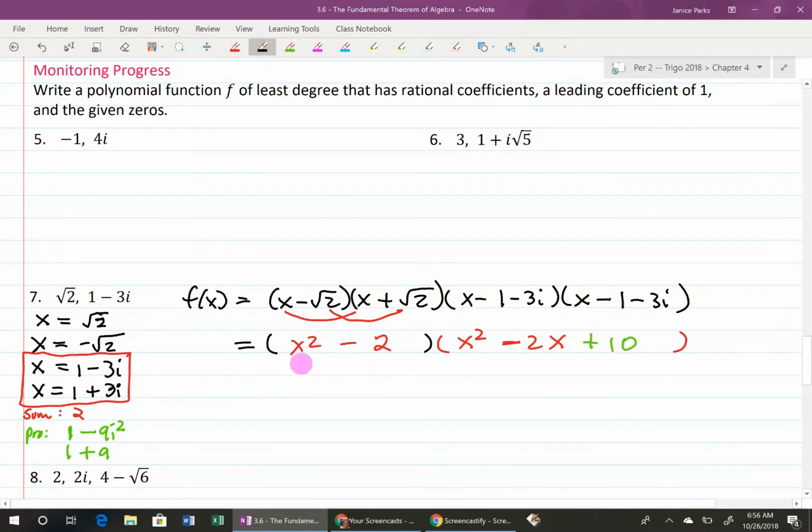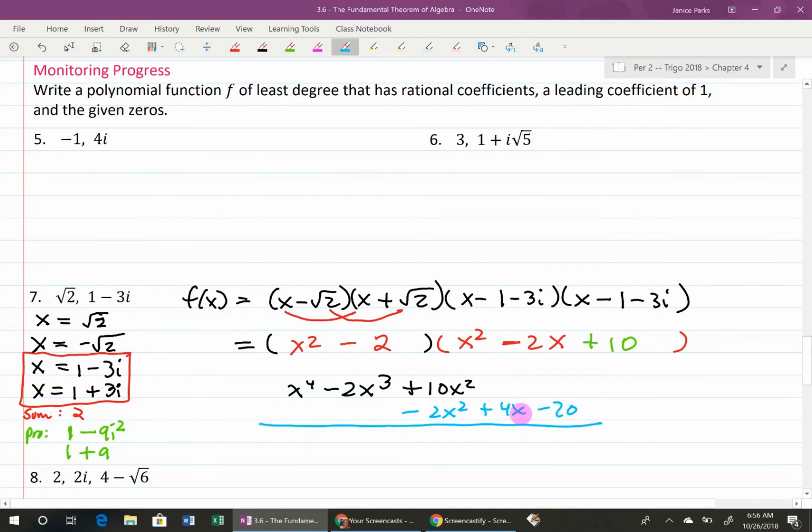Let me go ahead and multiply the rest of this out. So x squared times x squared, x to the 4th, x squared times minus 2x, x squared times 10, negative 2 times x squared, negative 2 times negative 2x, negative 2 times 10. So x to the fourth minus 2x to the third plus 8x squared plus 4x minus 20.